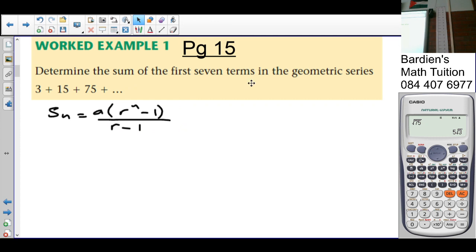So what's my A value? 3. My R value? How do you calculate R? What is R? The common ratio. How do you calculate the common ratio? T2 over T1 or T3 over T2. So what is 15 over 3? 5. So what's my R value? 5. What's my N value? 7. They want you to calculate the sum of 7 terms. So do that quickly.